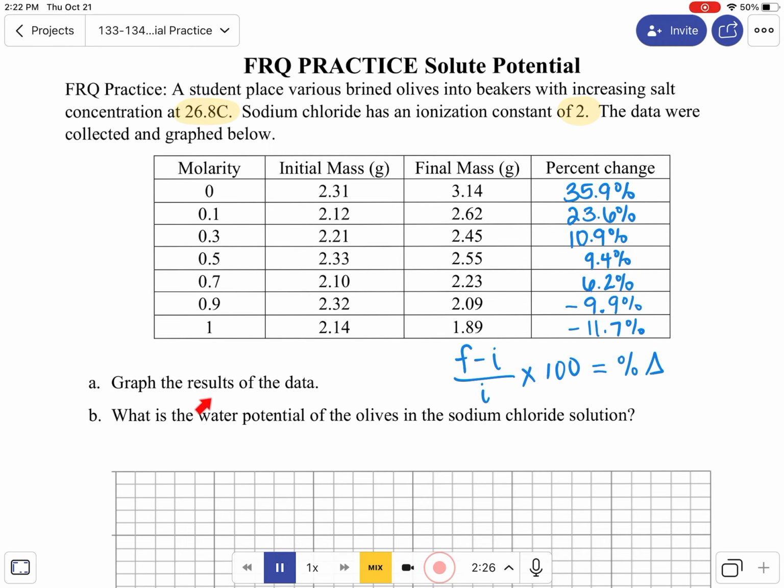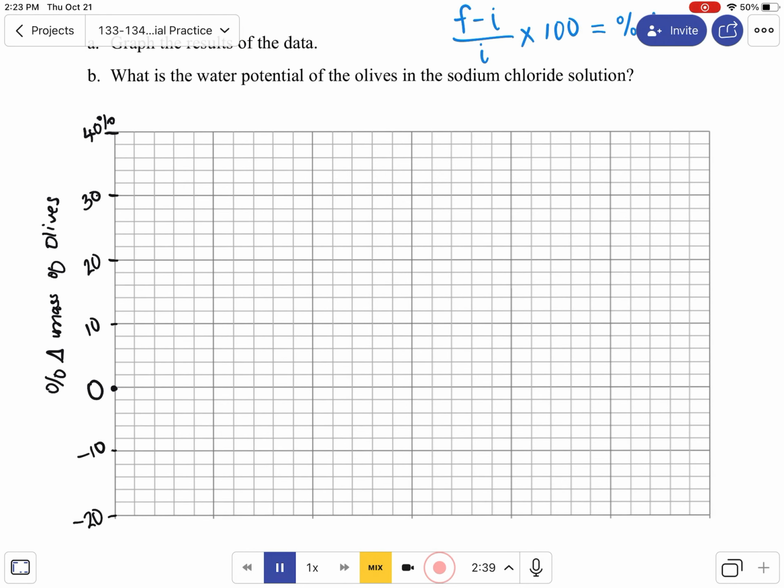So when we graph the results of this data, we are going to need a y-axis that accounts for some of the values which are positive and some of the values which are negative. I'm going to do that now. So I've labeled my y-axis as the percent change in mass of the olives, and I've made sure to leave enough space to have 0, as well as the negative values that I'm going to need, and the positive values as well. So this part up here represents a gain of water in the olives. These numbers down here represent the loss of water for the olives.